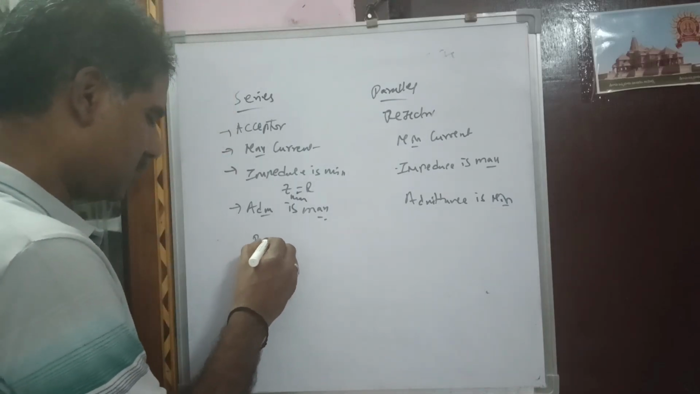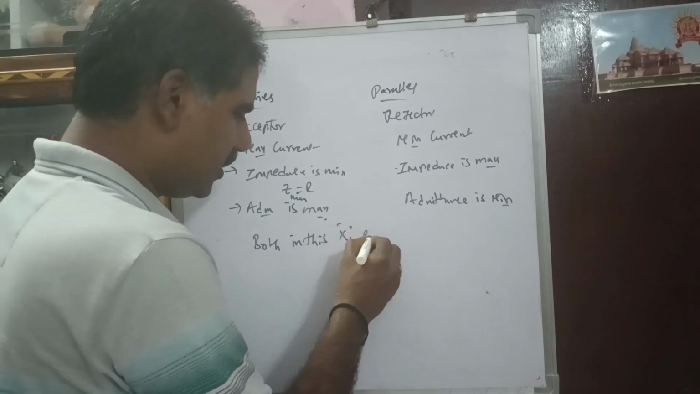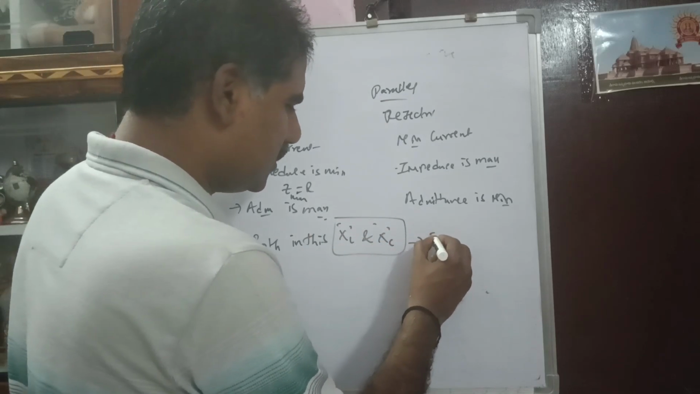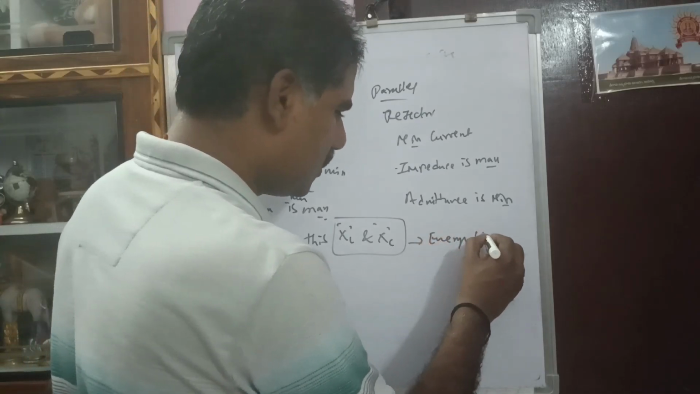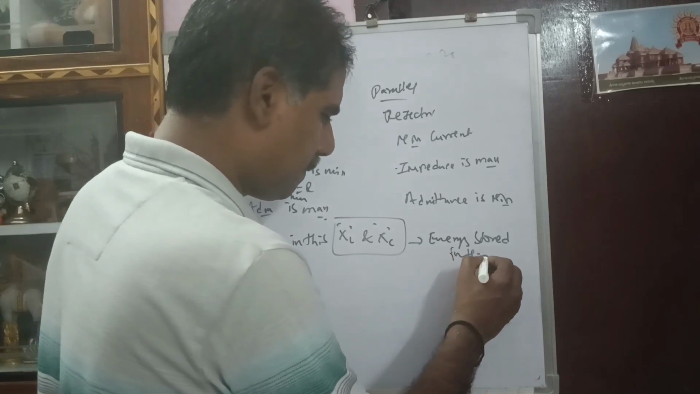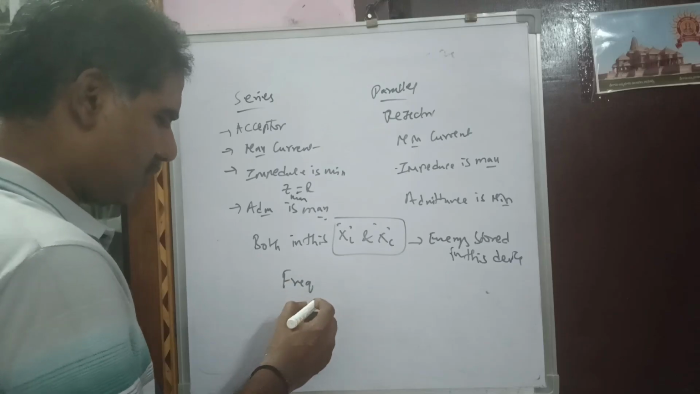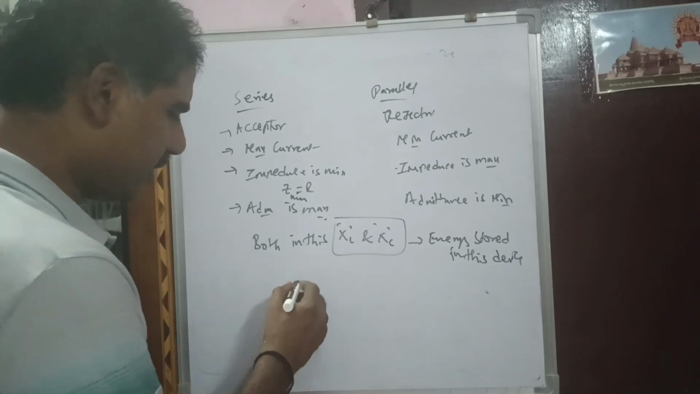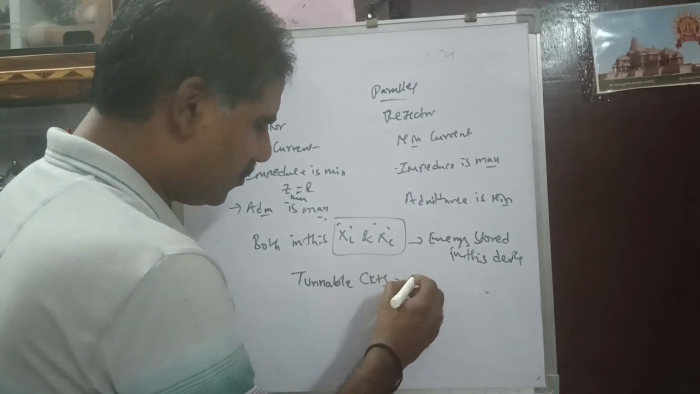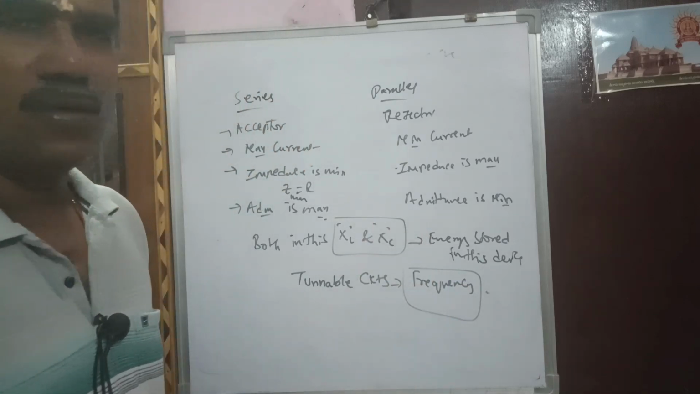In both, we are using the reactance of an inductor and the reactance of a capacitor, so that the energy can be stored in these devices. Both are used as tunable circuits for selecting the frequency. Okay, thank you.